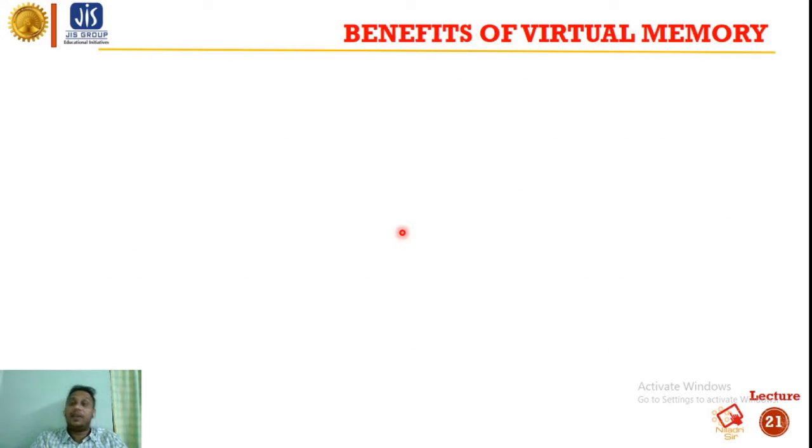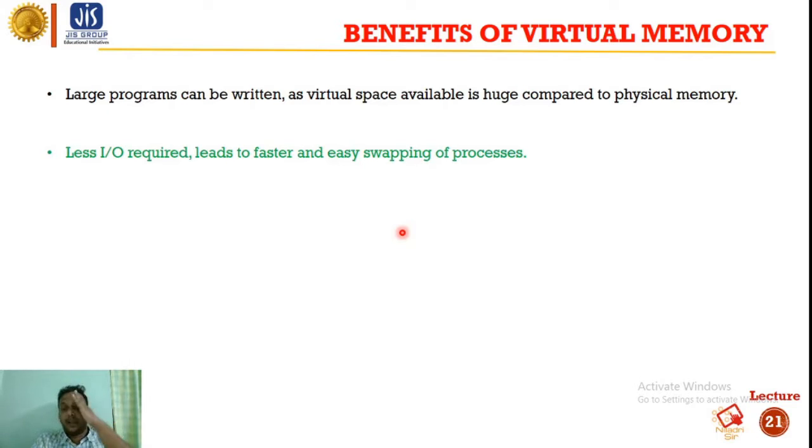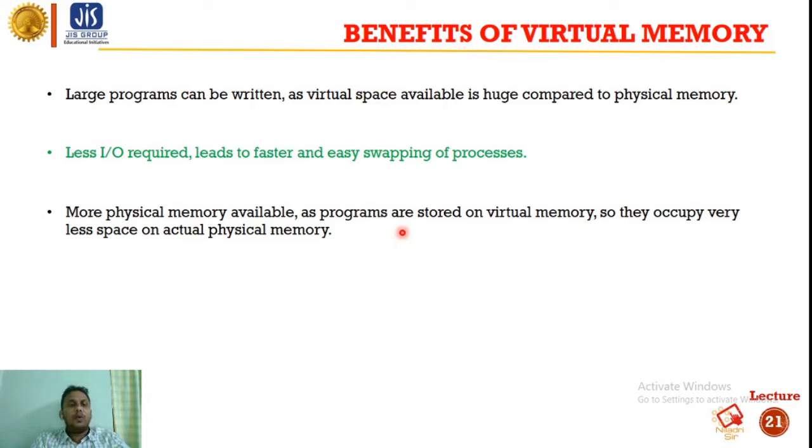So what are the benefits of virtual memory? Basically, large programs can be written. The virtual space available is huge compared to physical memory. Less I/O is required, which leads to faster and easier swapping of processes. More physical memory is available as programs are stored on virtual memory, so they occupy very little space on actual physical memory.